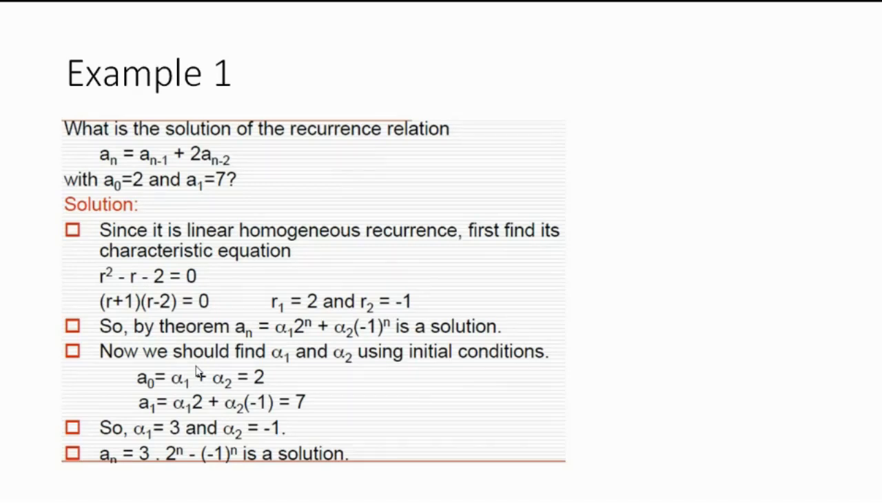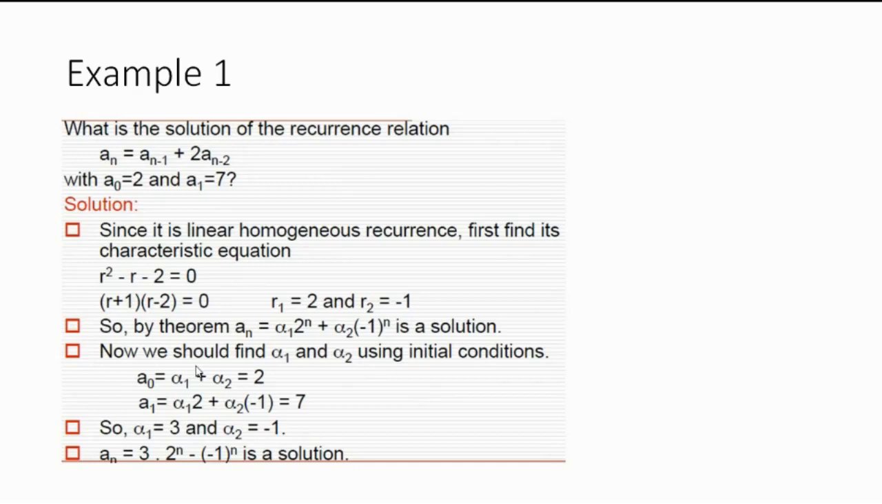If you take r plus 1, what could be the solution for r? r is equal to minus 1. If you take r minus 2, what could be the solution? r is equal to 2. So for r equal to minus 1 and 2, this particular equation forms a linear recurrence relation. So by theorem, a_n is equal to alpha 1 2 power n plus alpha 2 minus 1 power n.